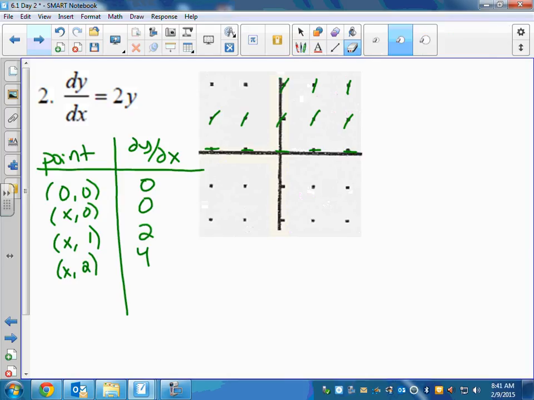See why people use computer programs to do this? Here's what I would be looking for, and here's what the AP people are going to be looking for. This should be steeper than this, right? They should both be positive. So as long as you're showing that, you would get credit for that.